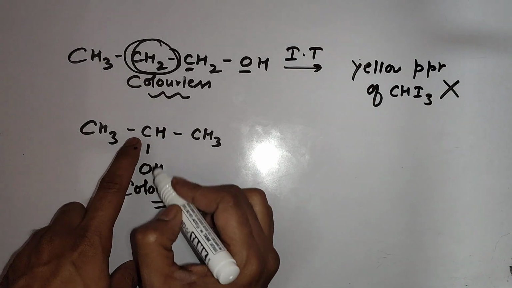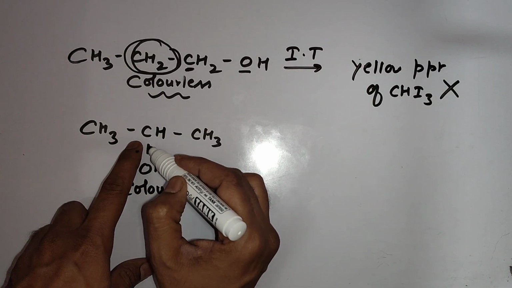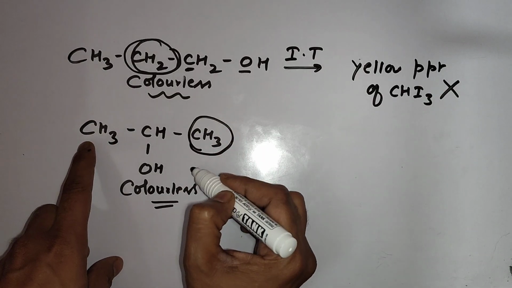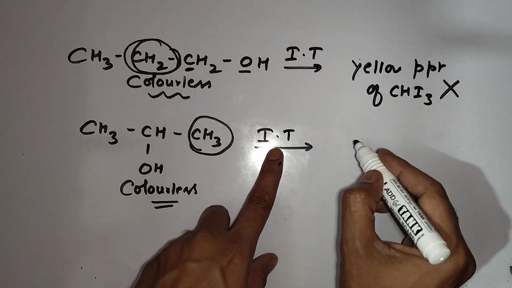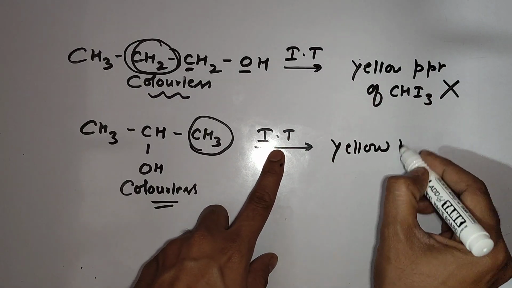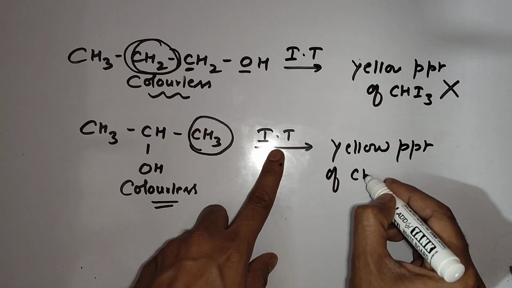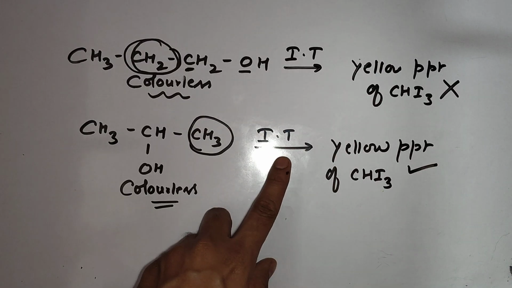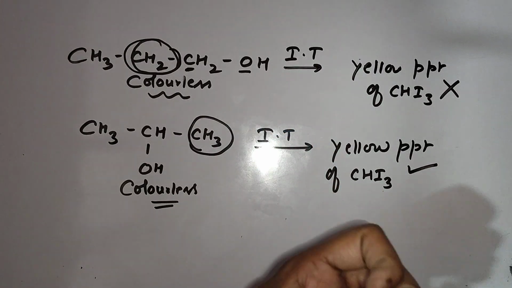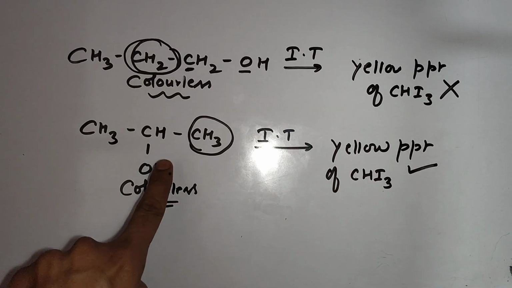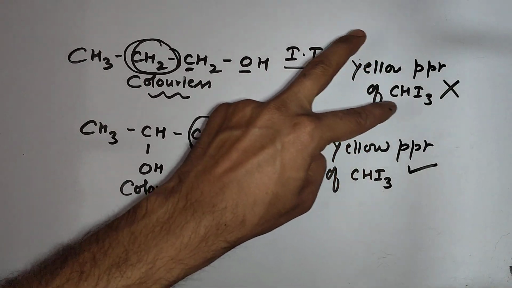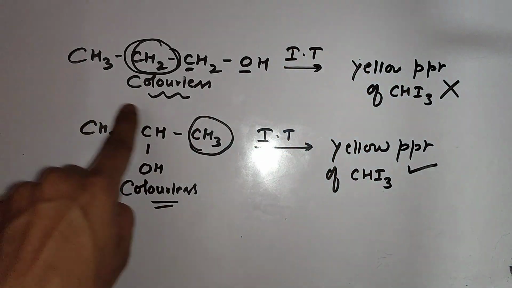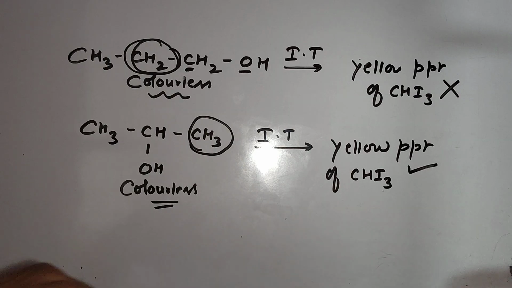Whereas propane 2-ol, you can check, the carbon has OH and has two CH3 groups in its neighbor. So easily it can perform the iodoform test and will give you yellow color precipitates of CHI3. So generation of yellow color precipitates will indicate that this is propane 2-ol, and non-generation of yellow color precipitates will indicate that this is propane 1-ol. So in this fashion, the alcohols can be distinguished.